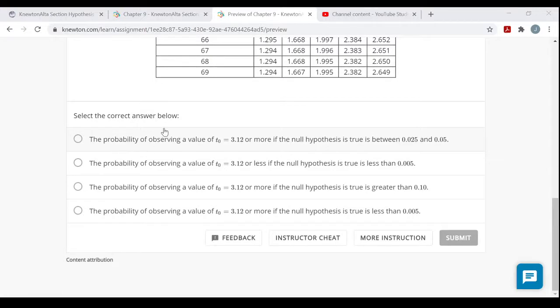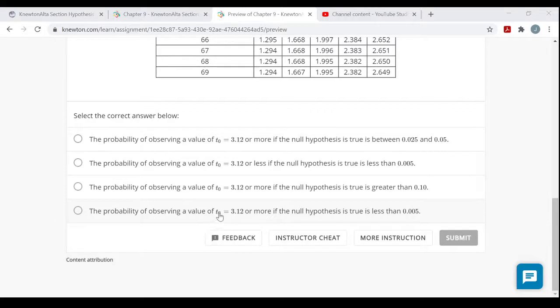Now how do I say this in terms of the right-tailed test that we have here? The probability of observing this t-score or more, well, that would be right-tailed, is between 2.5% and 5%. No, it's not. We said it was less than 0.5%. It's just around 0.1%. So not that statement. The probability of observing this test statistic or less, that would be a left-tailed test, so this isn't even the right direction. The probability of observing this score or more, that'd be a right-tailed test, is greater than 10%. No, it's not. Right? We saw it was about 0.001, very, very tiny.